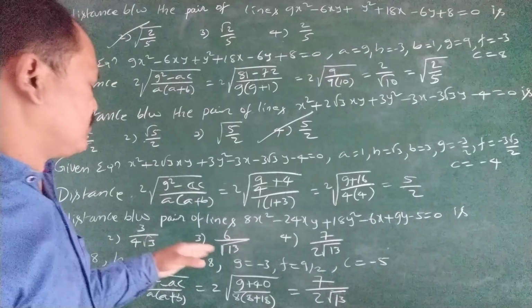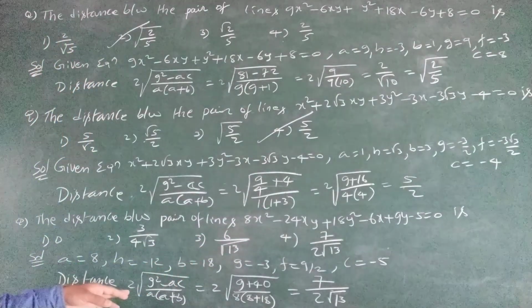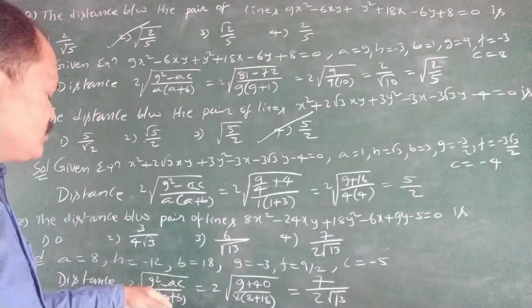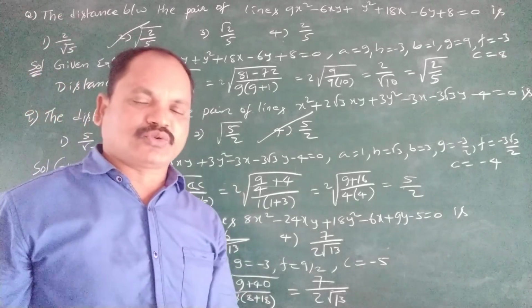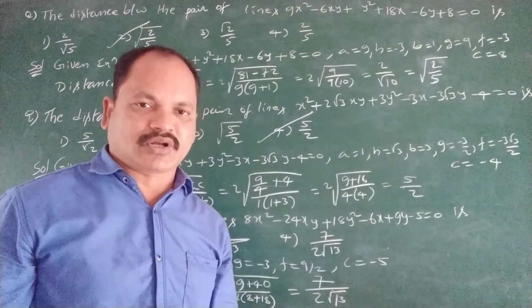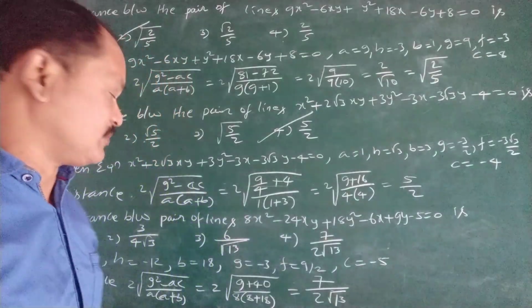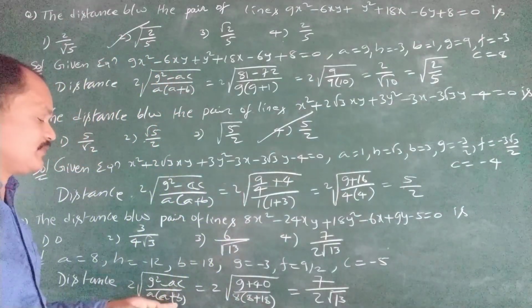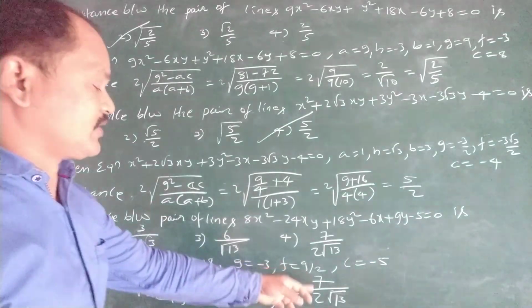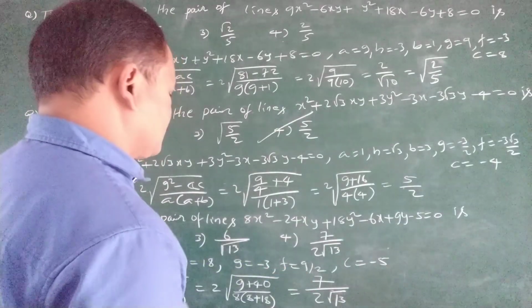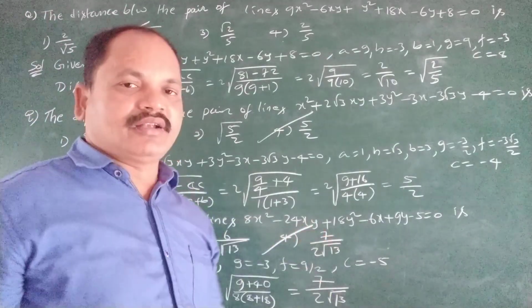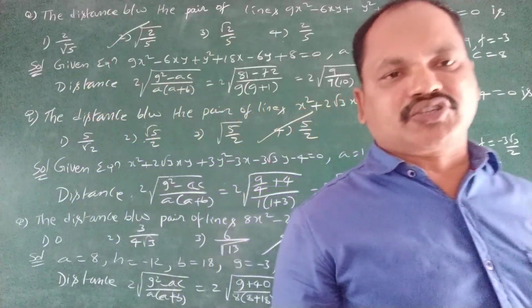That's why the distance between the pair of parallel lines formula is 2 times root of g square minus ac by a into a plus b. Of course, we can use another formula, 2 times root of f square minus bc by b into a plus b. The same result will be there. Substituting here, it is 7 by 2 root 13. That's why that is the fourth option. That's all. Now we are going to some more questions depending upon the concept.